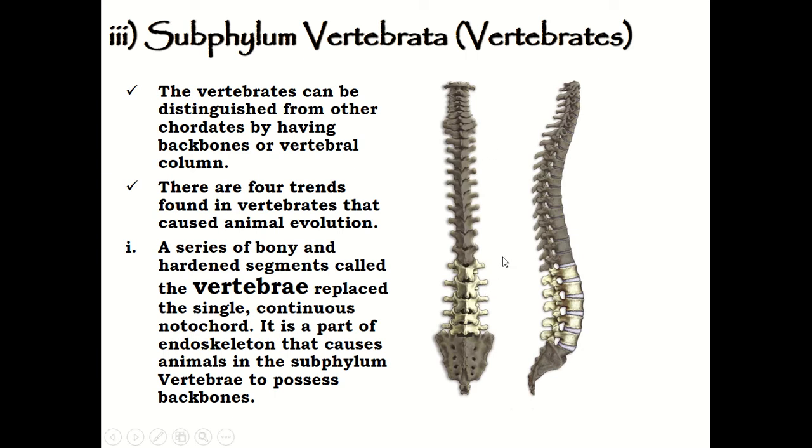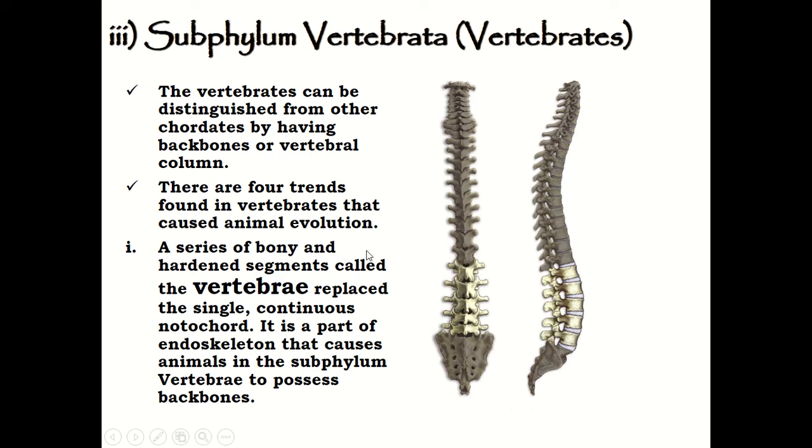So there are four trends found in vertebrates that cause animal evolution, which are the vertebrae, the jaws, the fins, and also the lungs and the circulatory system. So let's look further at these four trends of evolution.